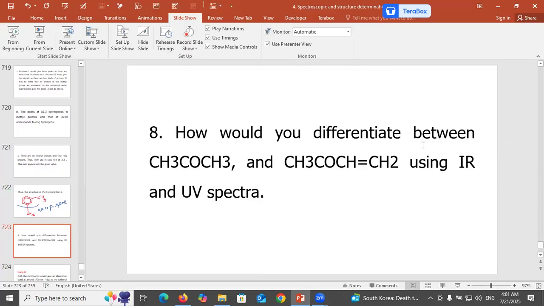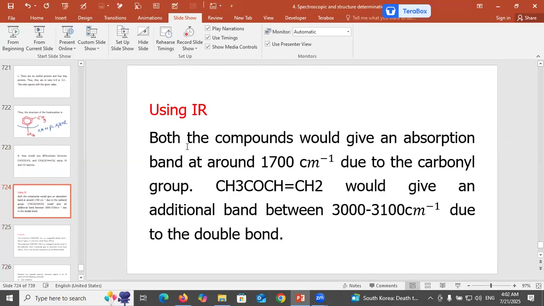How would you differentiate between methoxyethane and ethenoxyethane? Using IR, both compounds would give an absorption band at around 1700 per cm due to the carbonyl group. Ethenoxyethane would give an additional band between 3000 and 3100 per cm due to the double bond.